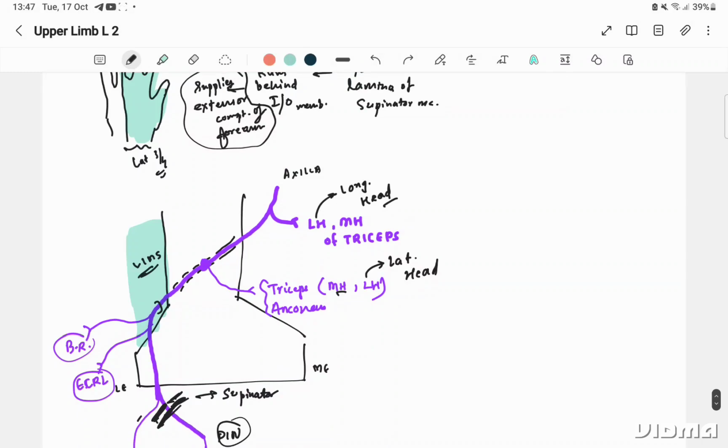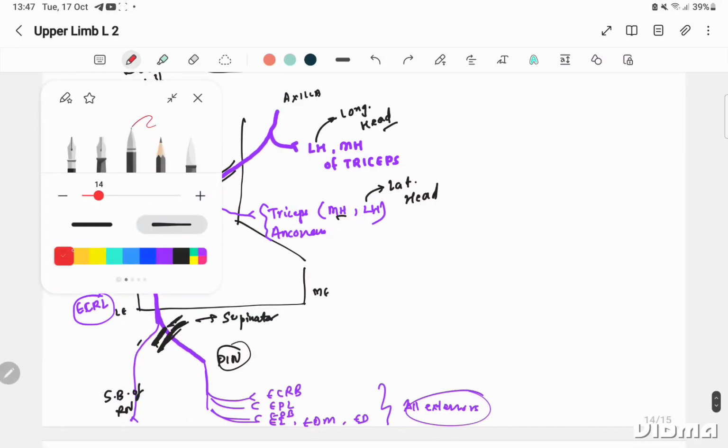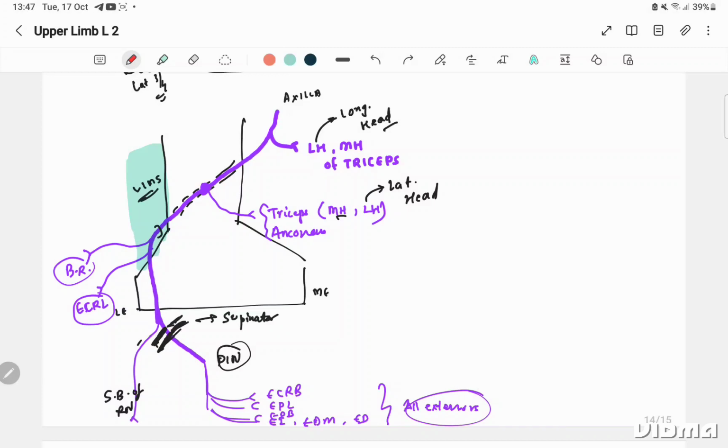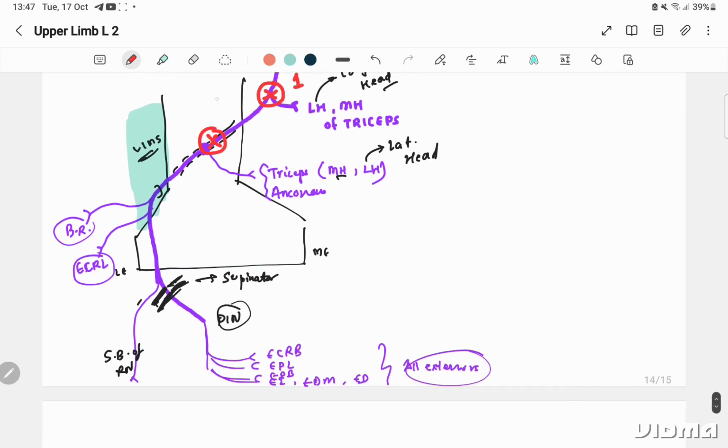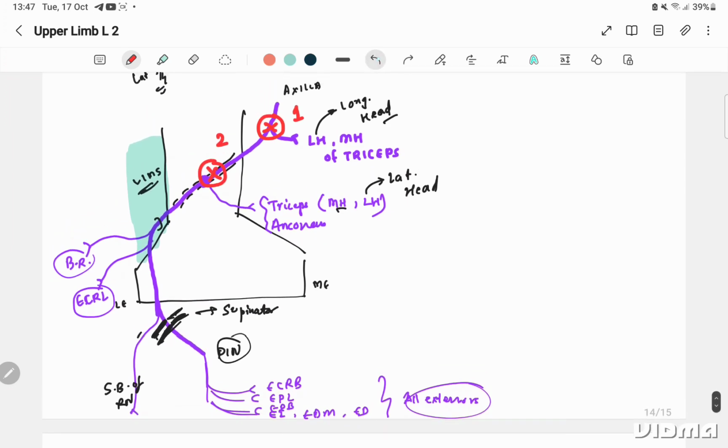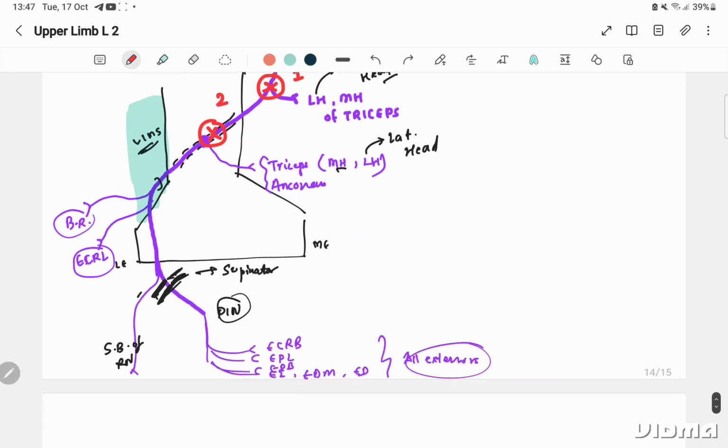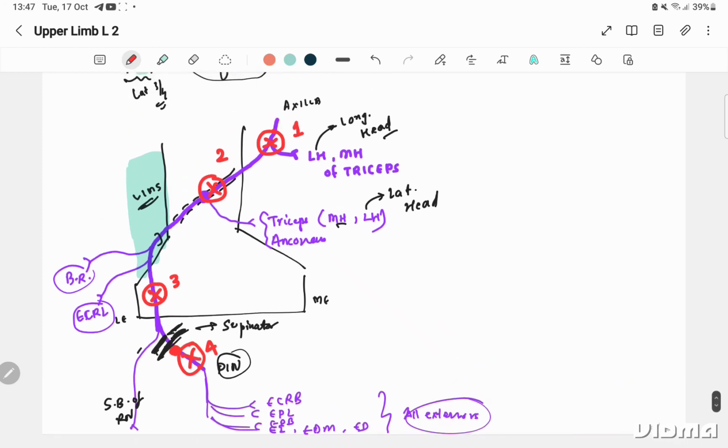Then we want to learn about the injuries, where the injuries commonly occur in case of your radial nerve, and what are the effects. So let's say the radial nerve is injured in axilla, let's put it 1. If it is injured in spiral groove, let's put it 2. If it is injured here in front of lateral epicondyle, like in lateral epicondyle fractures, let's put it 3. And if it is injured just below the supinator, let's put it 4. So we'll discuss all 4 injuries here.